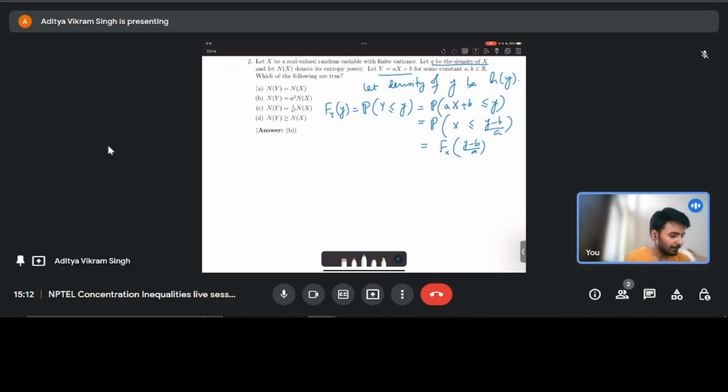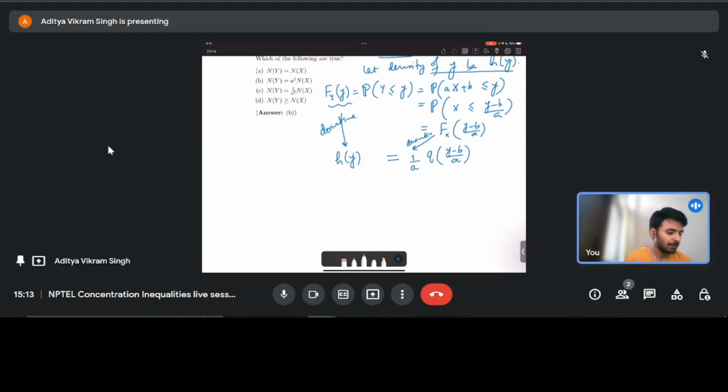And so now take the derivative on both sides. The derivative of the left side is h(y) by definition, because we assumed the density of y is h(y). And on the right hand side, taking the derivative with respect to y, this would be 1 by a times q of (y minus b) by a. Okay, so now let's see what n(y) would be.